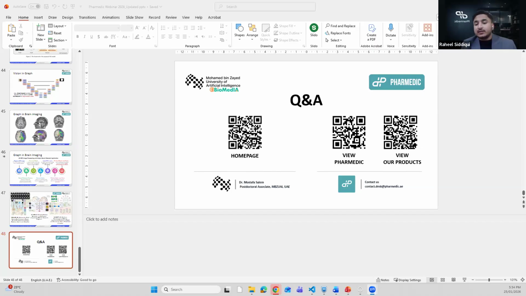Doctor, we have a question in the chat. How do GNN-based computer vision models compare to using transformer or CNN backbone models?